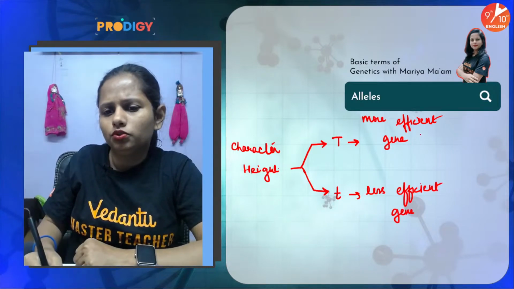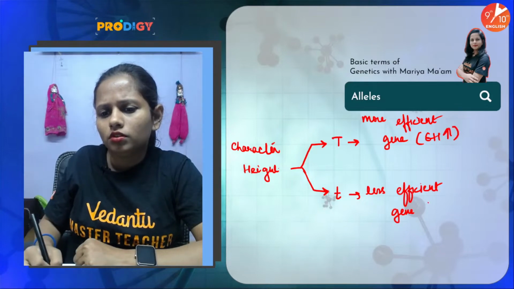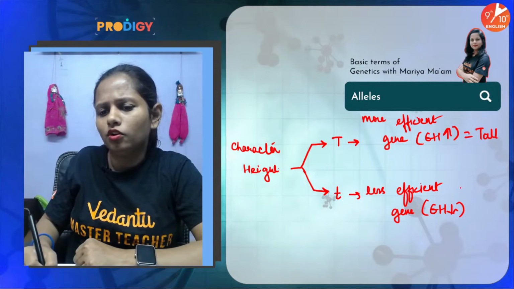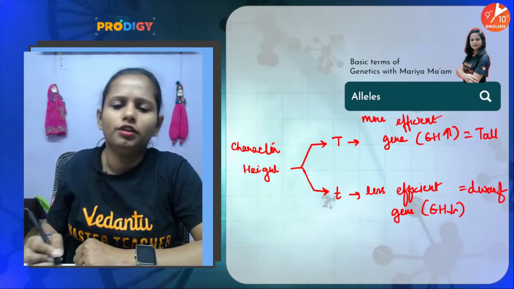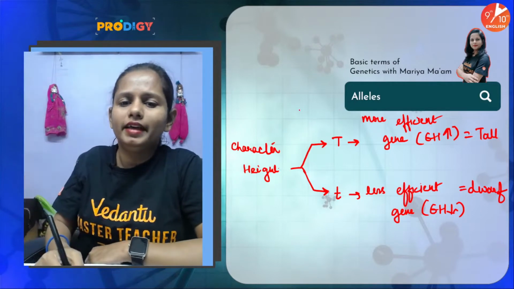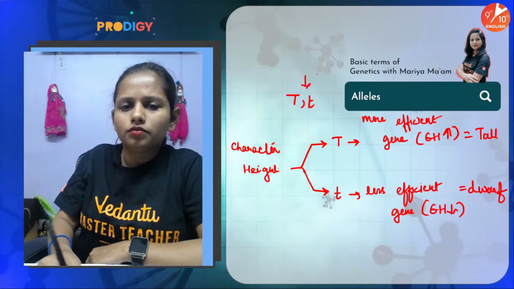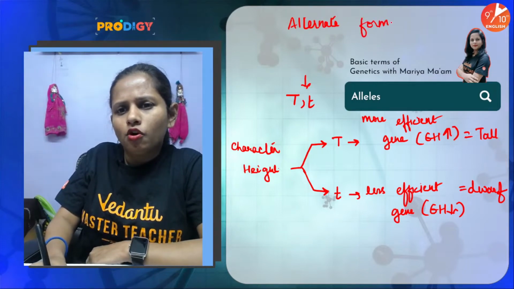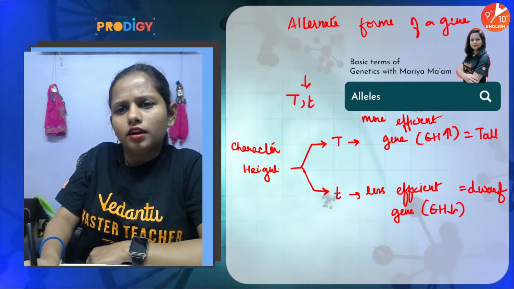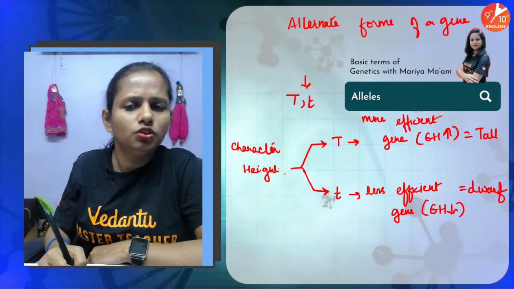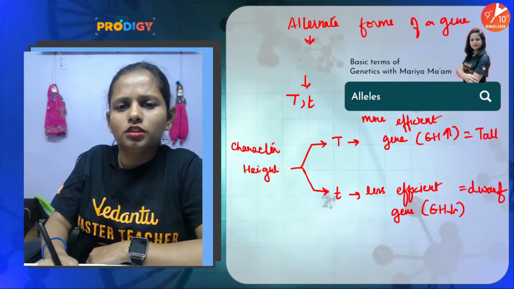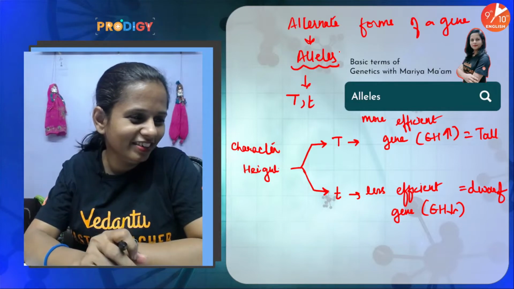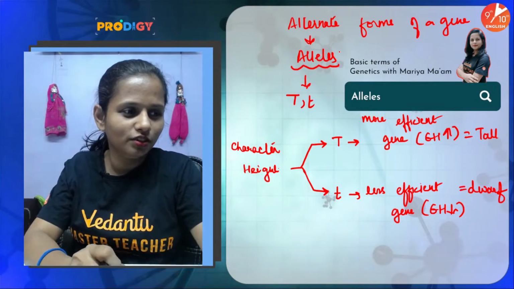So this will produce more growth hormone. This will produce less growth hormone. And therefore here the individual will be tall and here the individual may be dwarf. So capital T and small t, these two are alternate forms of a gene. Agreed? They are the alternate forms of a gene. So these alternate forms of a gene are what we call alleles. Understood, guys? I hope you understood this part.